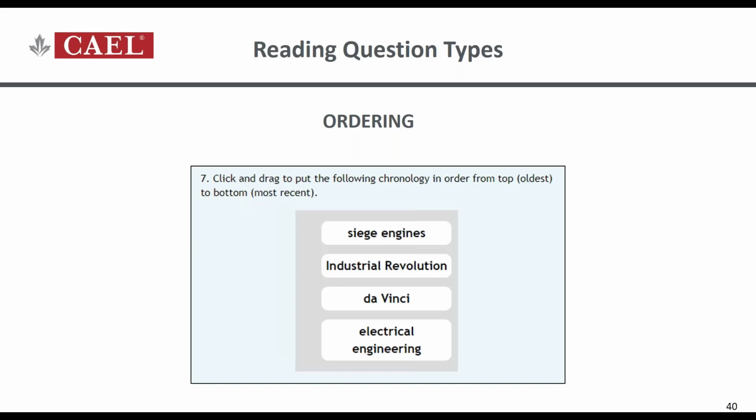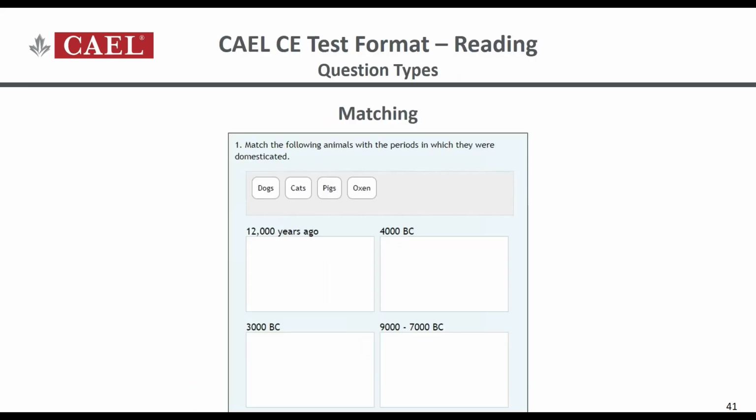Ordering is where you need to read the question carefully to check which order something is going in. The information could be, for example, from the oldest to the newest. In this situation, the oldest thing should be at the top and the newest thing should be at the bottom. So you need to read that question carefully and then put the information in that order.